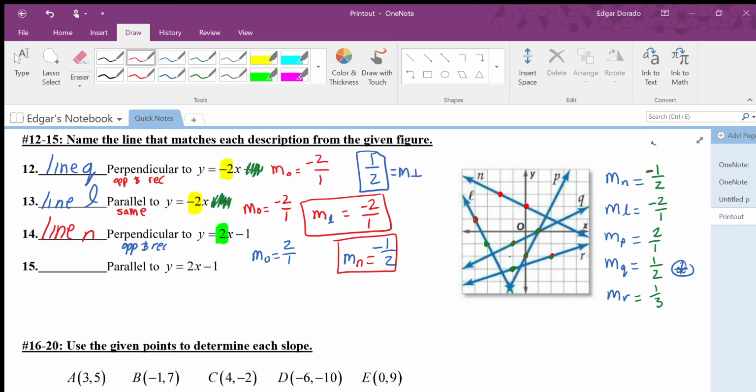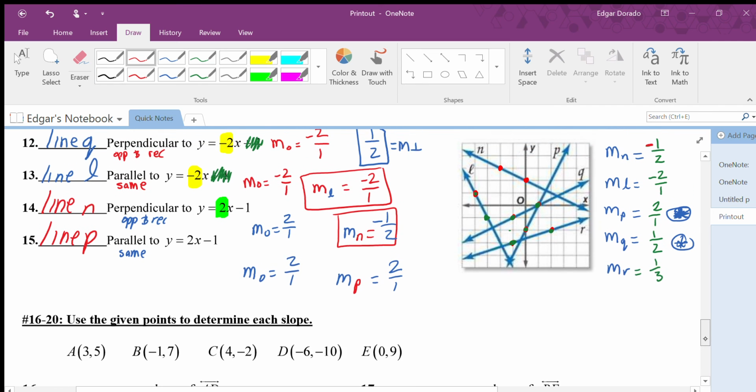And then finally, we want something parallel, so same to y equals 2x minus 1. Again, my original slope is 2 over 1, and if I want something with the same slope, I also want something with 2 over 1, and it looks like line P would be my winner. So line P is parallel to y equals 2x minus 1.